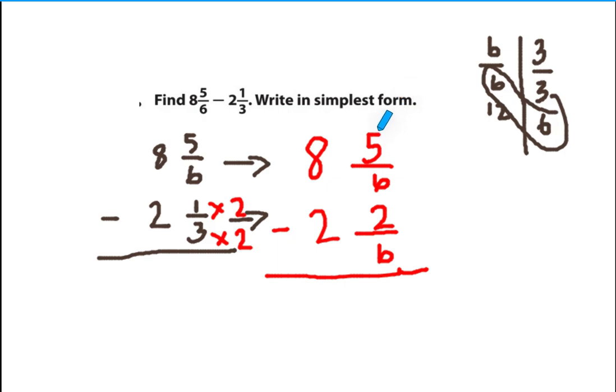Let's go for it. Let's do numerators first. 5 minus 2 is what, kids? 3. You are right. The denominator stays the same. After all, we did spend all this time trying to find it. We're not about to change it. Now let's go ahead and move over. We're going to subtract the whole number. 8 minus 2 is 6. Correct. Last step, step 4, I believe, is to simplify.